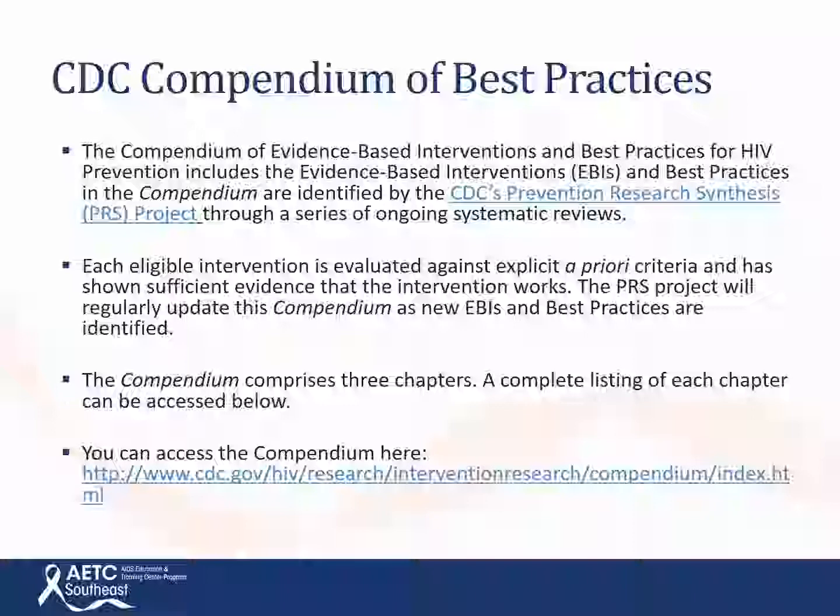The CDC's online compendium of evidence-based interventions and best practices for HIV prevention includes chapters on evidence-based interventions that support important parts of the HIV care continuum. Interventions that help inform this training include the use of telephonic support and text messaging to help bolster medication adherence. This compendium can be accessed via the URL listed at the bottom of this slide.